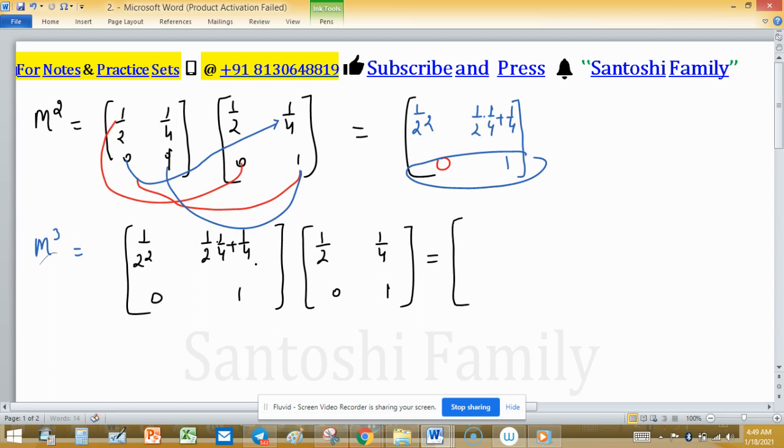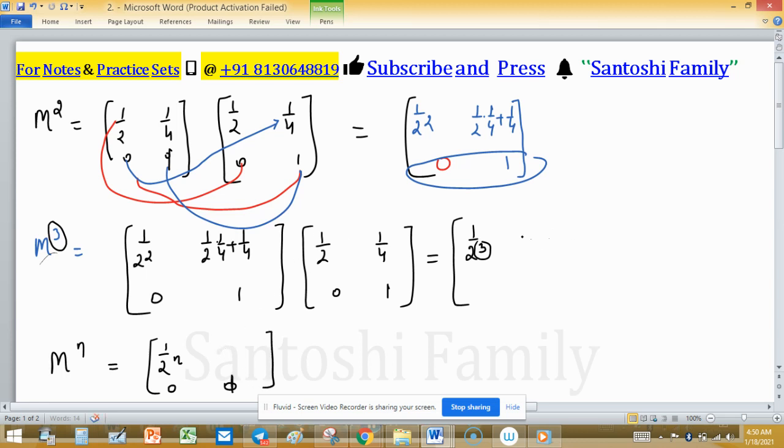So the result will be 1/2 raised to the power 3. It means we know the first element: if 3 is here, then we will get 3 here. If n is here, then we will get n. It means the integral power n is the power of 2. So the first element of M raised to the power n is 1/2 raised to the power n. The third element is 0 and the fourth element is 1. So we need to generalize only the second element.